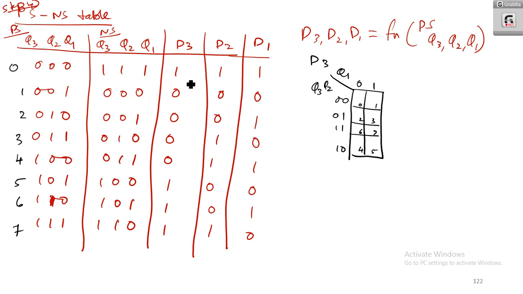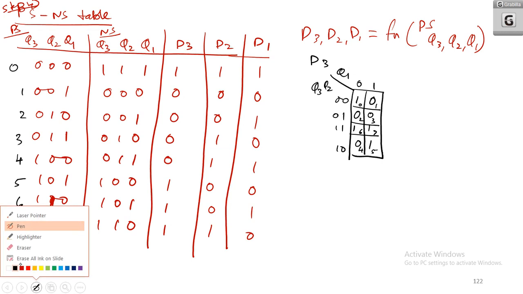So what is D3? It is 0 for cells 0, 1, 2, 3, and 4. For 5, 6, and 7, it is getting the value as 1.